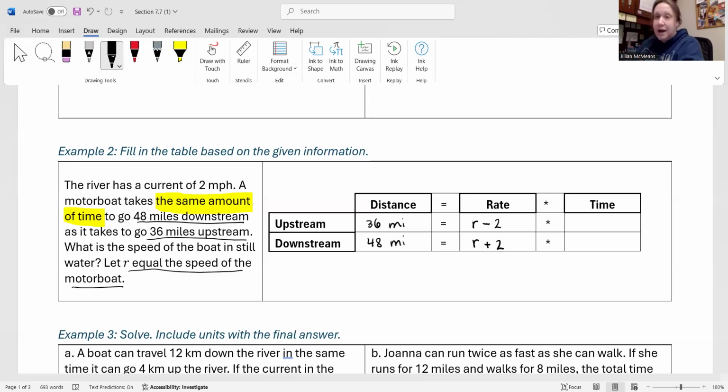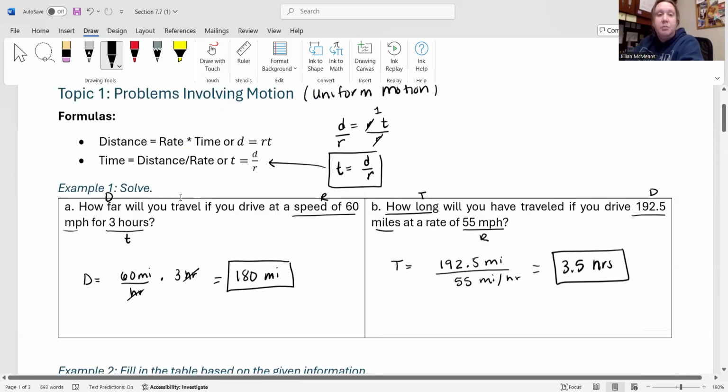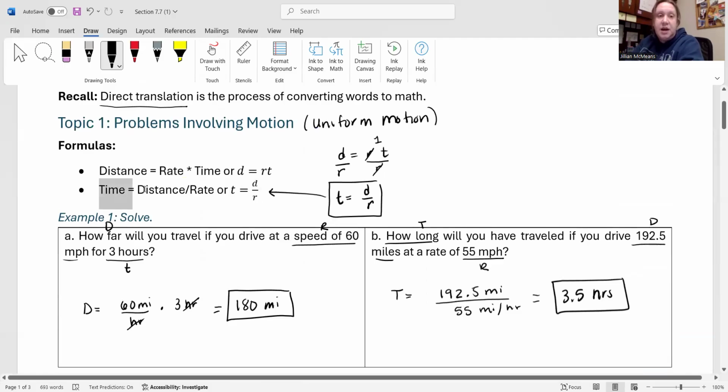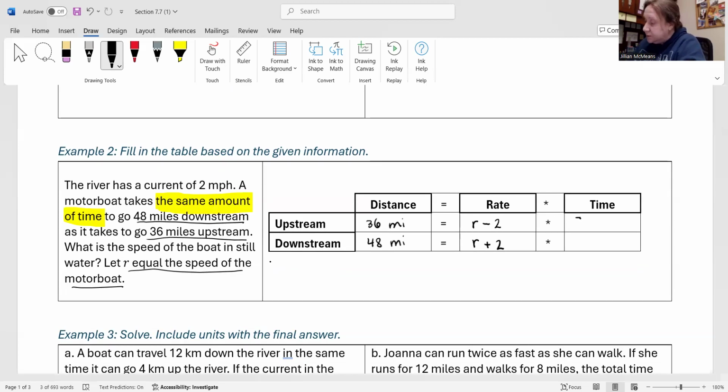As far as time is concerned, we don't have any information about time except that the distance traveled upstream versus downstream happened in the same amount of time. But we also know that time is equal to distance divided by rate. So we're going to go down here and take our distance and divide it by our rate.